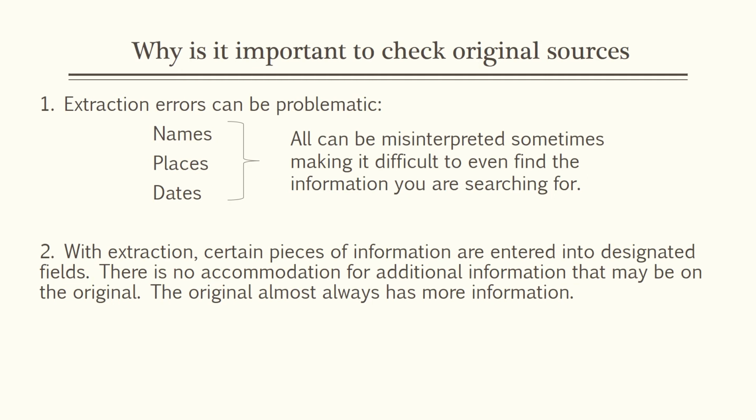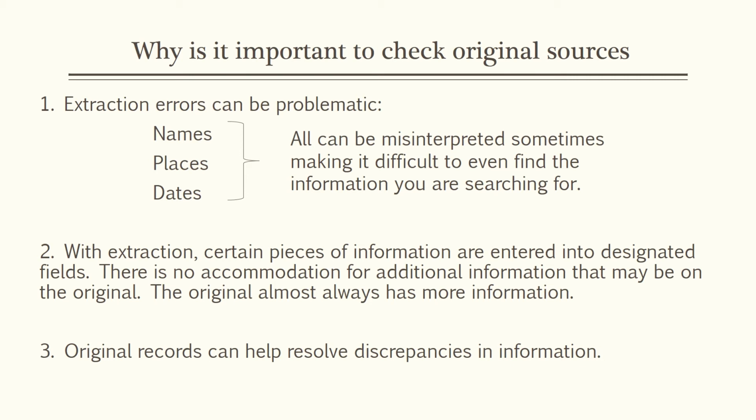Secondly, with extraction, certain pieces of information are typed into designated fields. There is no accommodation for additional information that may be on the original. There have been many times when I've been indexing that I wished I could have put a certain piece of additional information in, but there is no accommodation for adding it. The original almost always has more information. Lastly, original records are often the way discrepancies can be resolved. Let's look at each of these reasons separately.